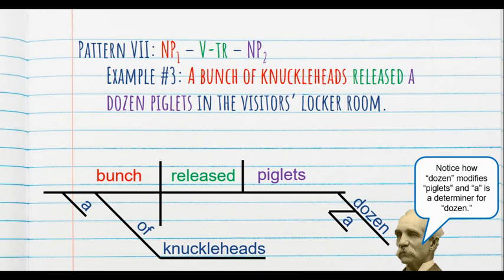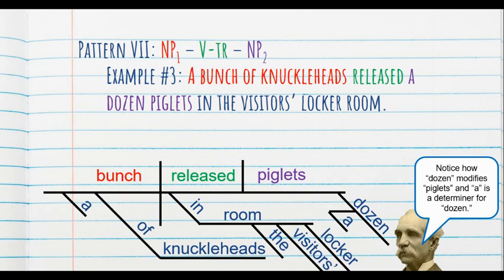And lastly is in the visitor's locker room. All right, tells us where they were released, in the room. And we have the room, locker room, visitor's room. And there it be. Looking good. All right, try practicing pattern 7.